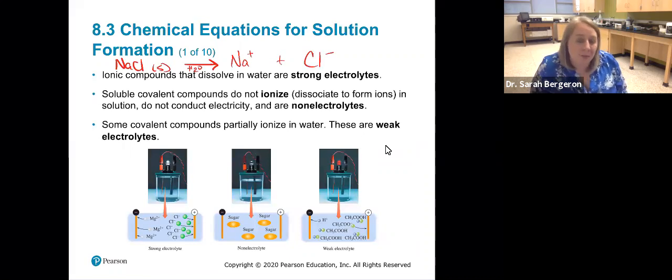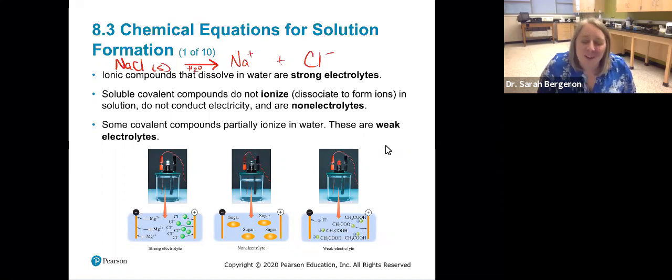And so for this reason, we say that ionic compounds that dissolve in water are called strong electrolytes. An electrolyte, I know you've probably heard this before when you buy Gatorade or Powerade or whatever, it's got essential electrolytes. What is that telling you? It's telling you there's some salt in there. And they make you spend a lot of money on it.